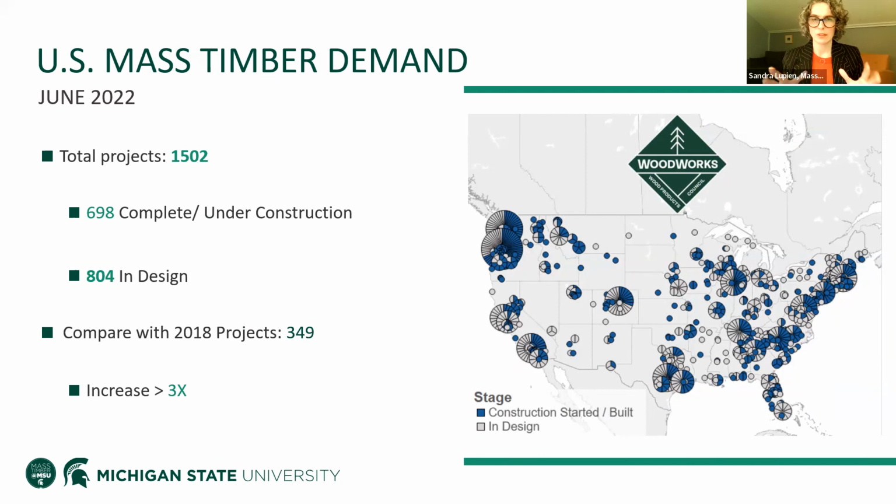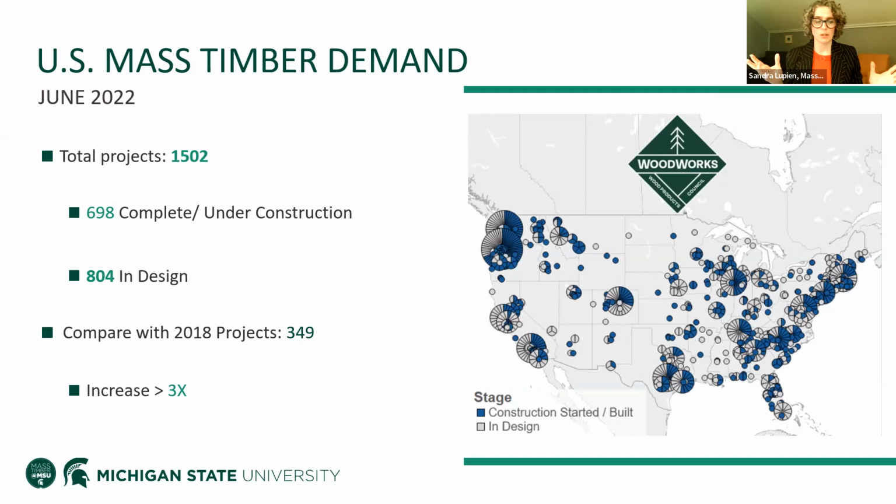Many of you have probably seen this map. This is national demand. This is the map produced by Woodworks. And we know that demand nationally is increasing for mass timber. We know that from 2018, we went from, I think that's backwards, that should be 439 projects. Please excuse me. 439 mass timber projects that were either complete or under construction or in design to 1,502 by June of 2020. So that's more than 3 times increase.